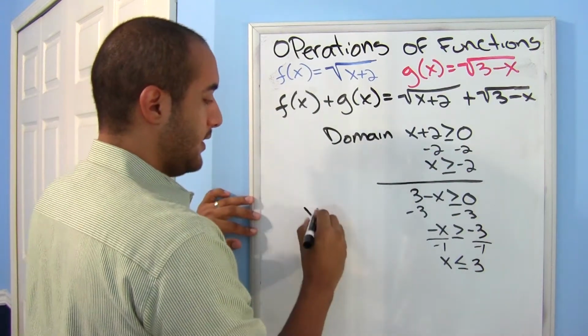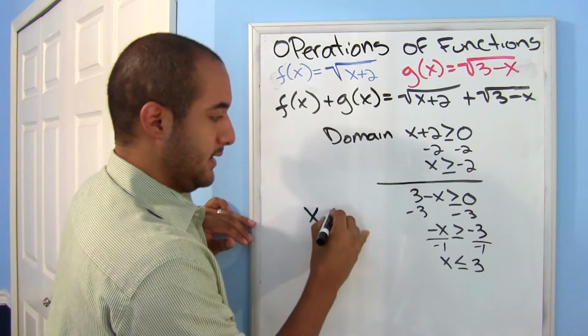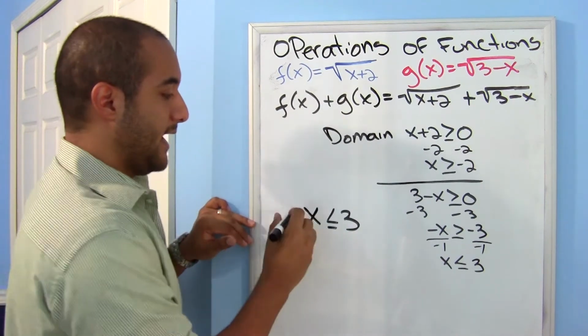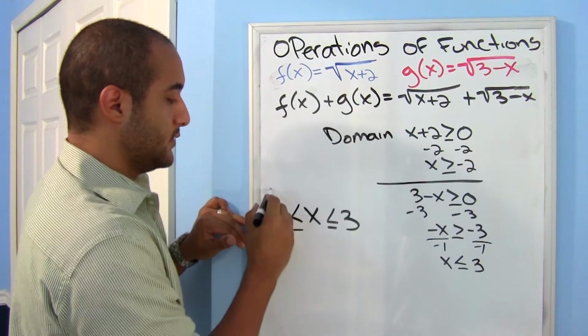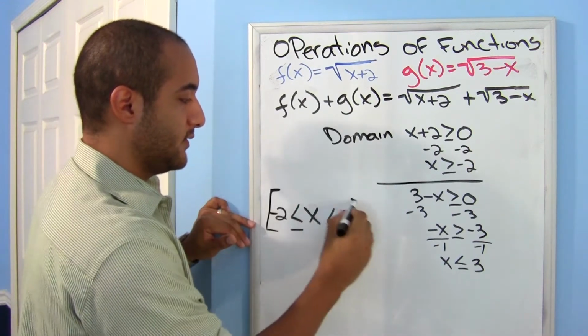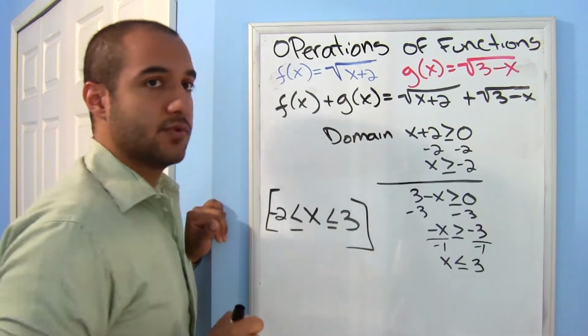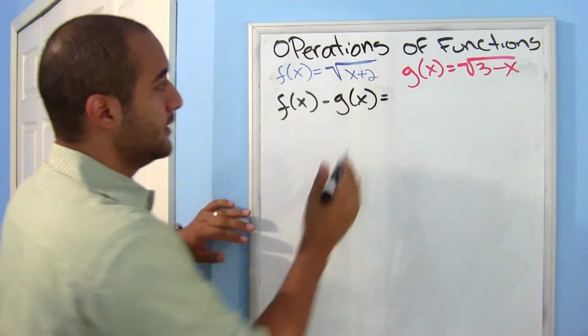So overall, my x has to be less than or equal to 3, but it has to be greater than or equal to negative 2. So this is my domain for the function. All right, let's try subtracting. Here we'll be subtracting.